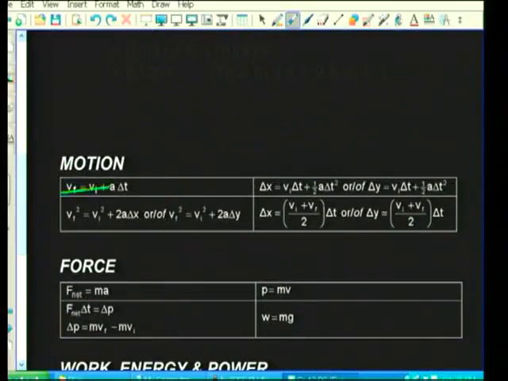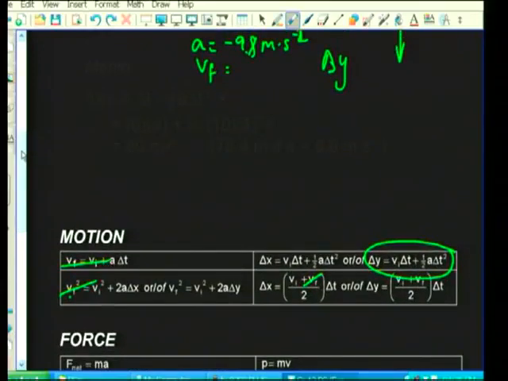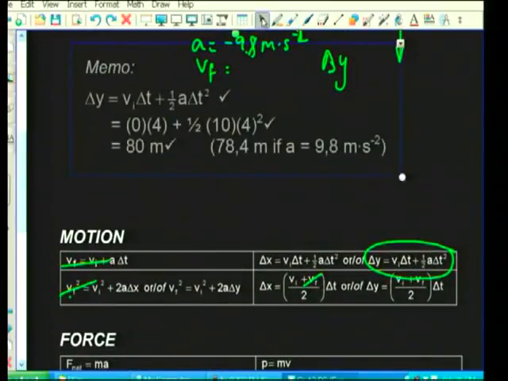I can't use this one because it's got V final. I can't use that one because it's got V final. I can't use that one, it's got V final. I'm going to have to work with this third equation. Delta y is equal to initial velocity times time, which was 4 seconds, plus a half at squared, and I have all those values, so let's plug them in.